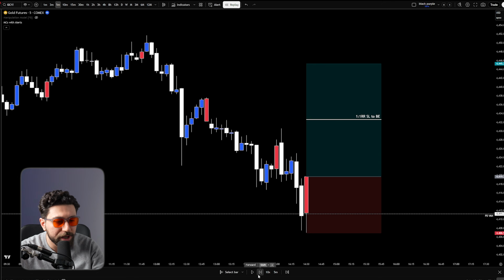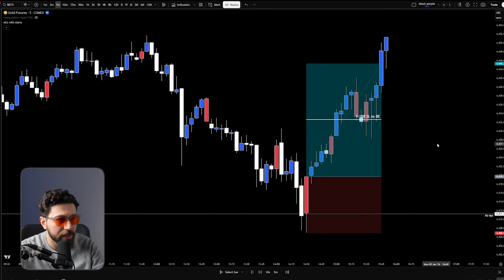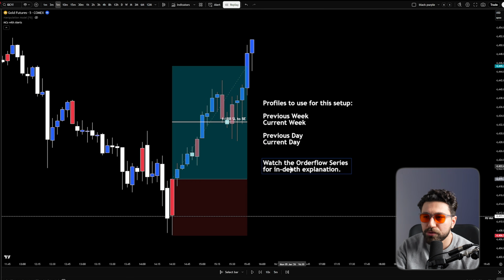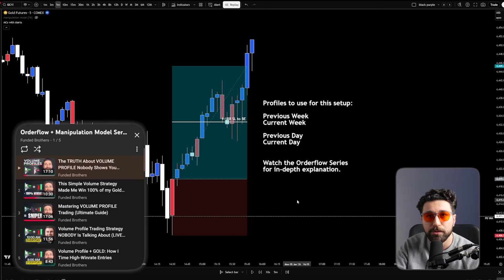So if I zoom out again, you will see exactly that this is the value area high of the previous day. And you know already we get into that trade, aim for a 1-to-2 risk reward ratio, go break even at 1-to-1. So right here, that's break even and let the trade do its thing. And there you go, take profit gets hit. So these are the profiles to use for this setup. Take a screenshot, and if you want, you can watch the Overflow series for a deep dive into volume profile.